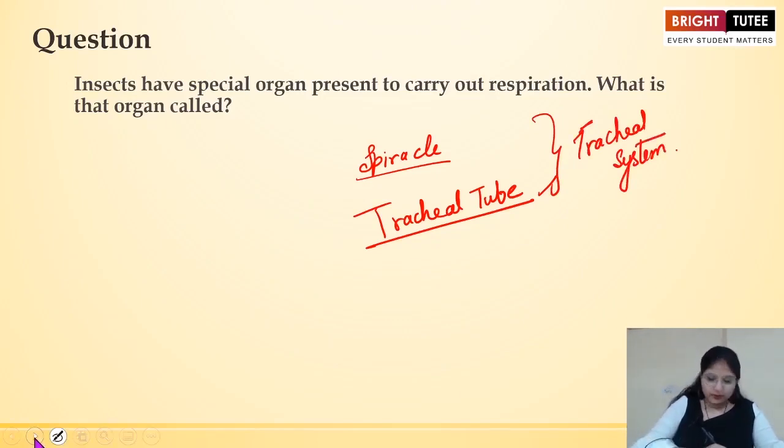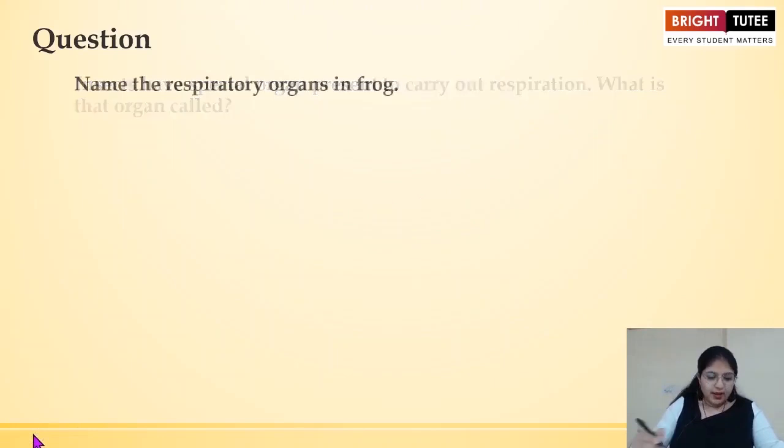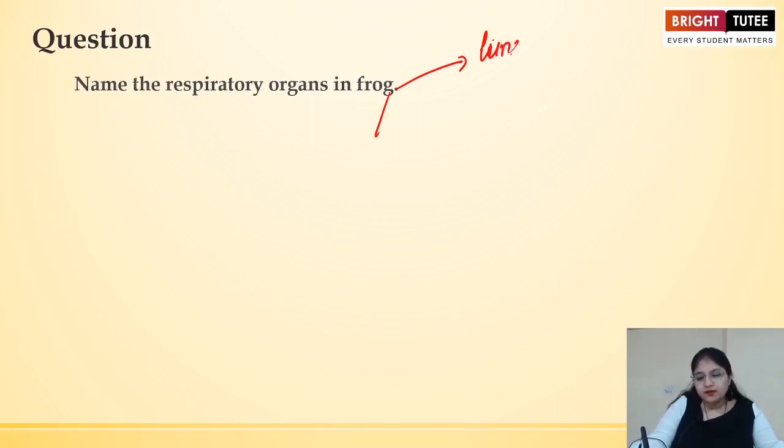Next question. Name the respiratory organ in frog. So a frog has two respiratory organs. First is the lungs and the other is the skin. Again, the skin is moist and slippery, right, which helps in the exchange of gases.